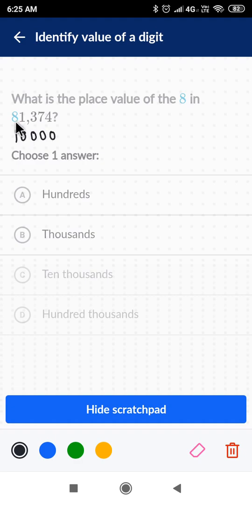It is like if you have to give 81,374 rupees, you have to give 8 notes of 10,000 rupees. So the answer is C.